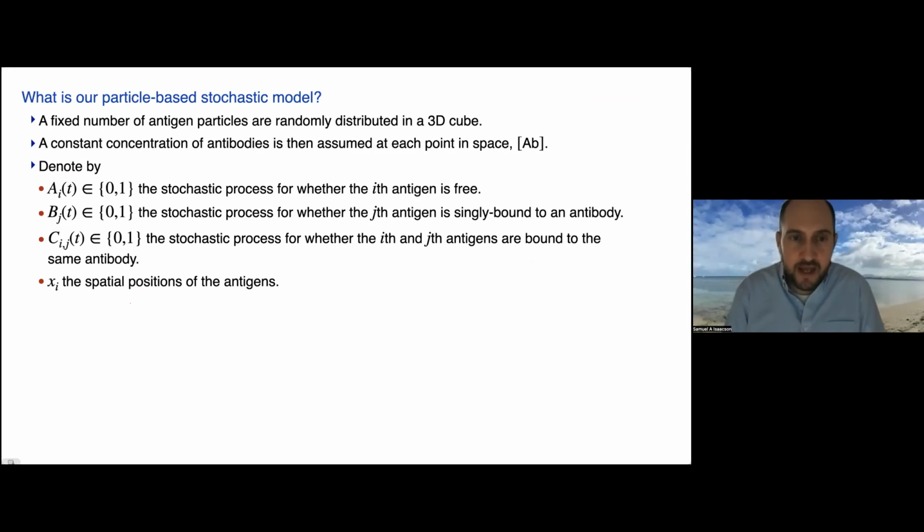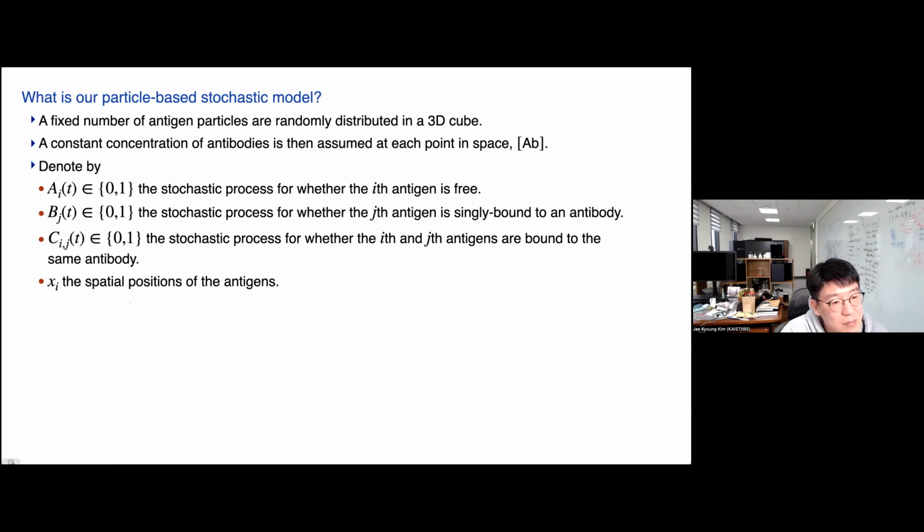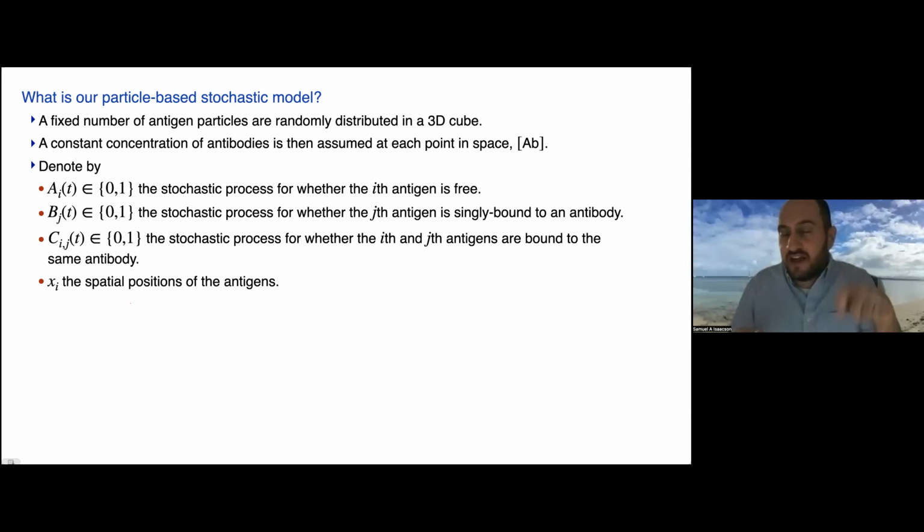Okay. So now the model is going to be the following. In 3D, we'll just do a cube for simplicity. Put down a random set of antigen particles, just uniformly placing them. I think we do about 1,000 of them normally. I'll come back to that point.